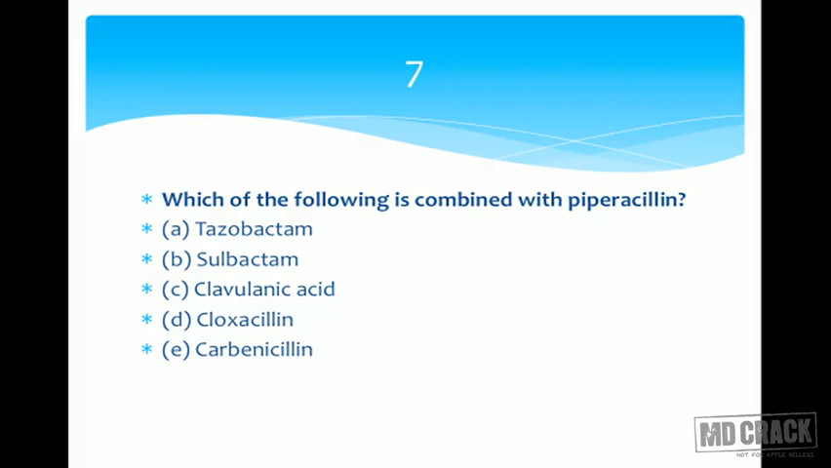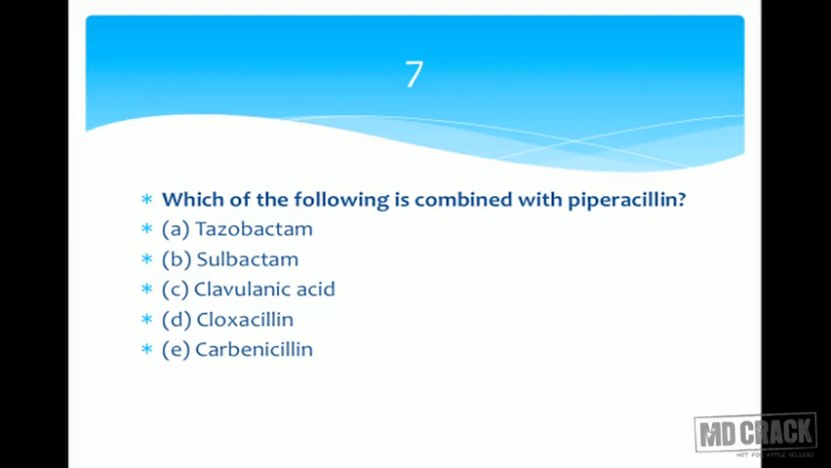Piperacillin is an extended spectrum penicillin, and it acts against gram-negative infections, especially Pseudomonas. Down you see carbenicillin. Carbenicillin is also an extended spectrum penicillin, inhibits Pseudomonas. Naturally, you are not going to combine these two. What is cloxacillin? Cloxacillin is a penicillinase resistant penicillin. It's less likely we are going to combine it with piperacillin. It's also a penicillin. And now you are left with three options: tazobactam, sulbactam, and clavulanic acid.